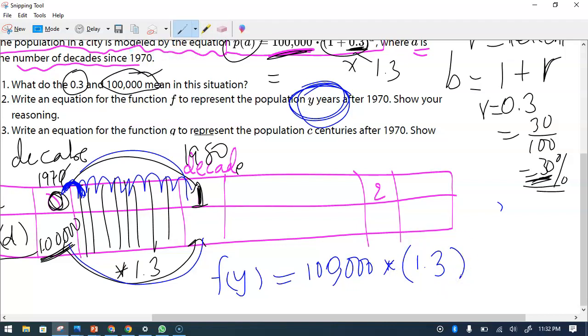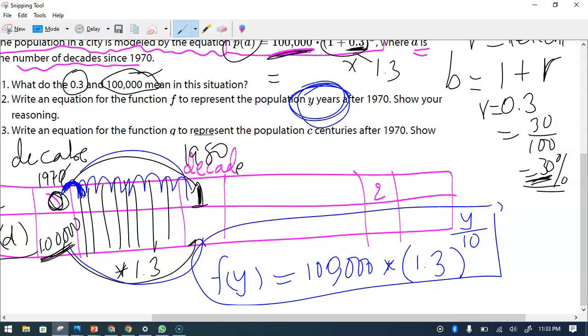So this becomes y divided by 10, and you're done. See, that's how you model the exponential function for this real world. The next question is to write expression g, this time using g and c centuries.